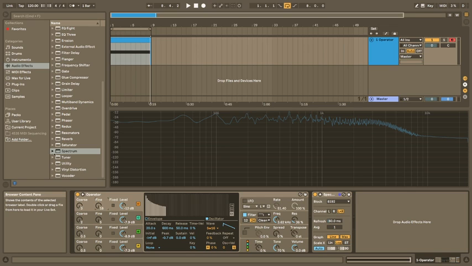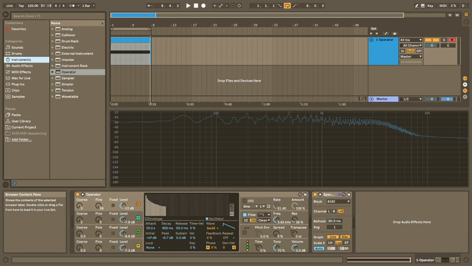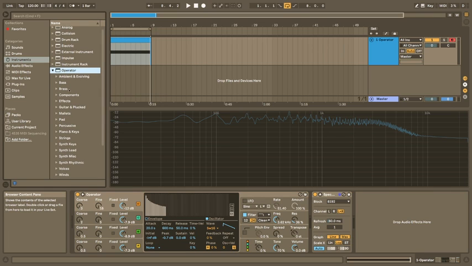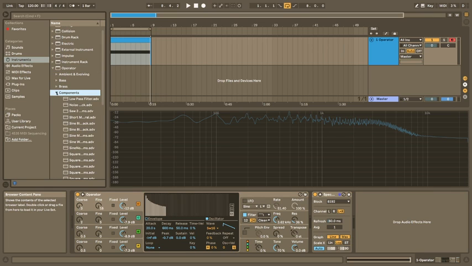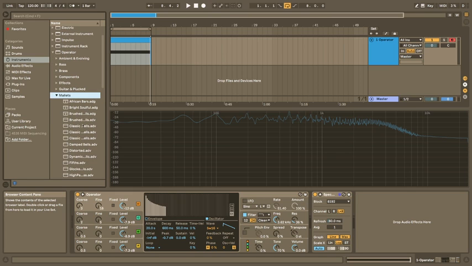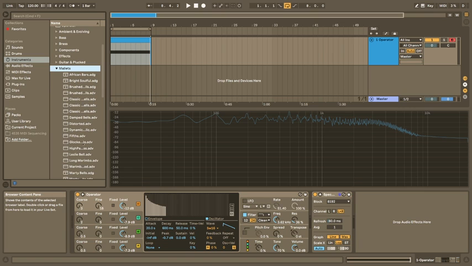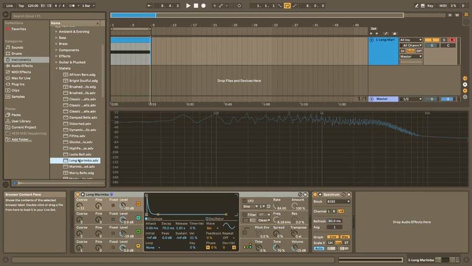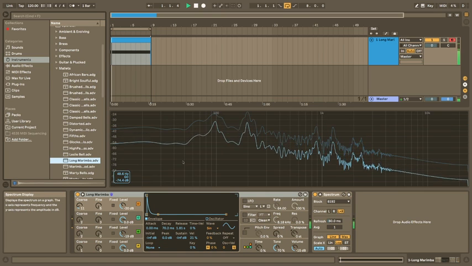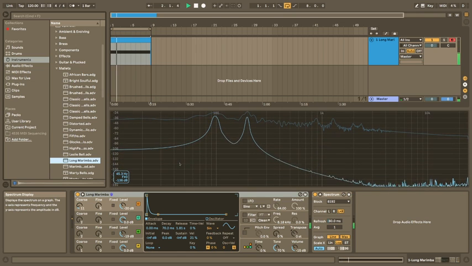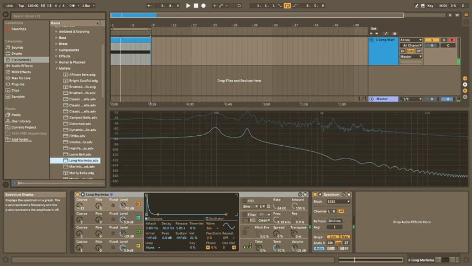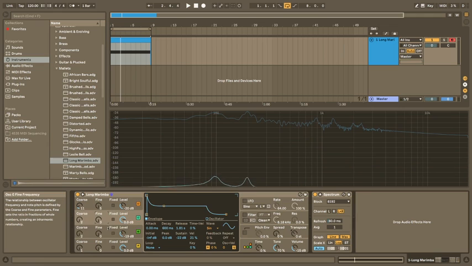Now, what we could do is just look through and see how, because there are presets for operator, how they accomplish the things they accomplish. What is components? Huh, weird. All right, so let's look. What do they do for a mallet? Let's look at a long marimba. So that means it's sustained. What do they do here? Okay, so click on through.